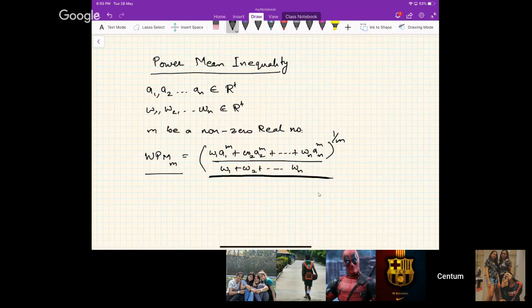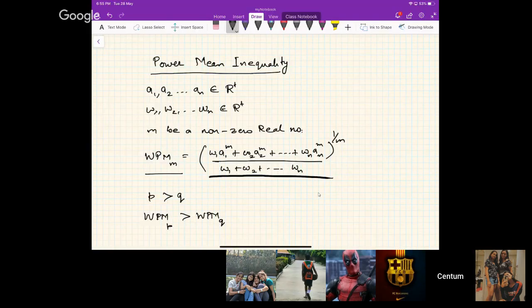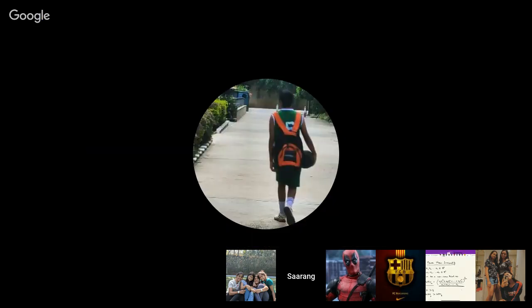Okay, so hence let us say if there are two numbers p and q such that p is greater than q, then WPM of p will be greater than WPM of q. This is another inequality, and I'll take an example and show you. Okay, is the bracket for the numerator only or the numerator and denominator? Full.